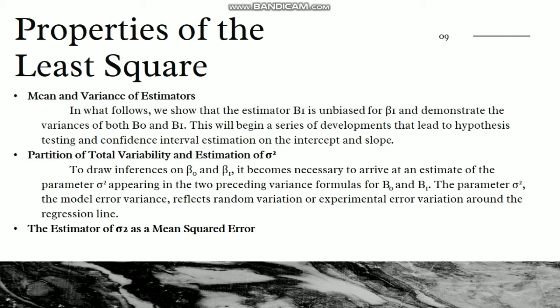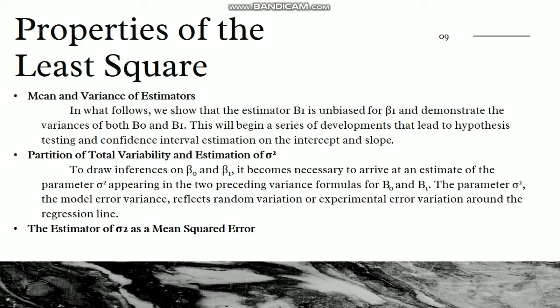And the second one, partition of total variability and estimation of variance. To draw inferences on beta 0 and beta 1, it becomes necessary to arrive at an estimate of the parameter sigma squared, appearing in the two preceding variance formulas for B0 and B1. The parameter sigma squared, the model error variance, reflects random variation and experimental error variation around the regression line.